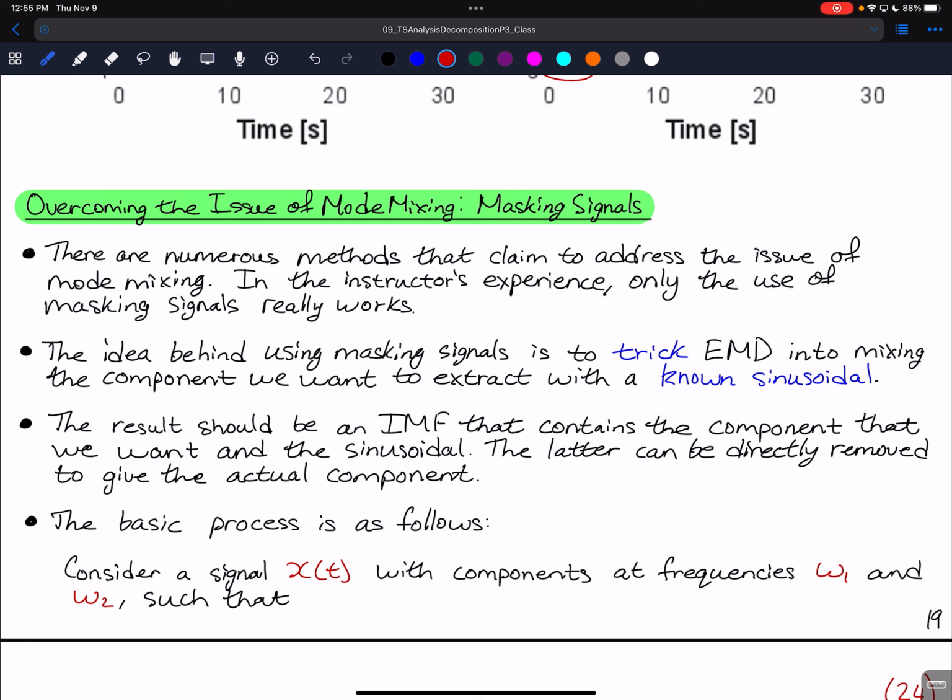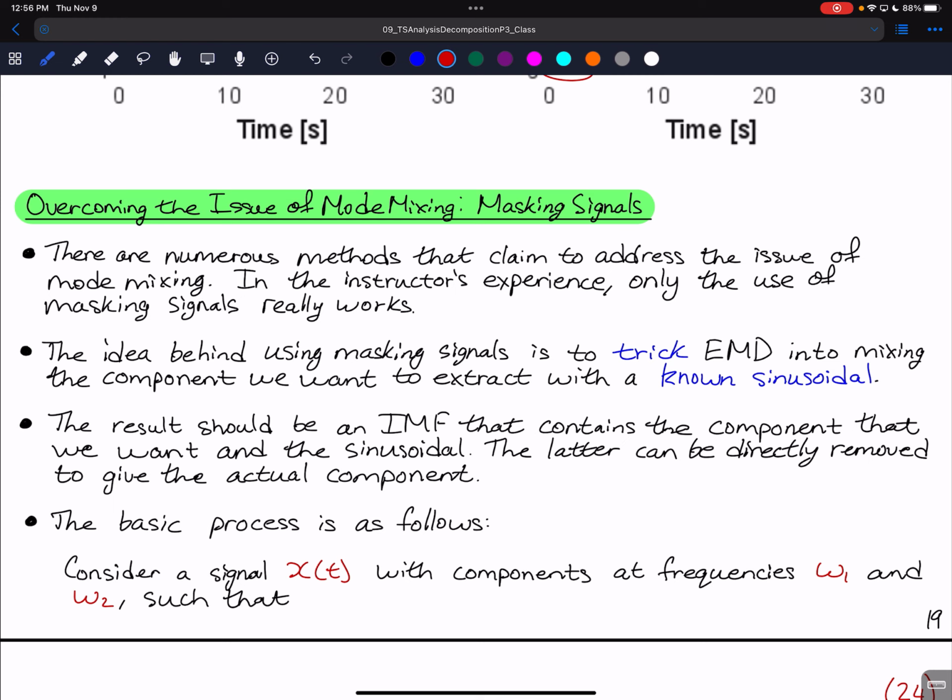There are many different methods that claim to fix this. In my experience, there's really only one that works, to be honest, and that's the use of masking signals. That works almost universally, I'll say. So that's what we're going to talk about, masking signals.